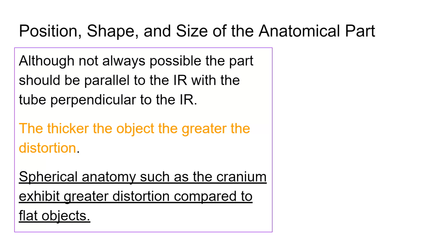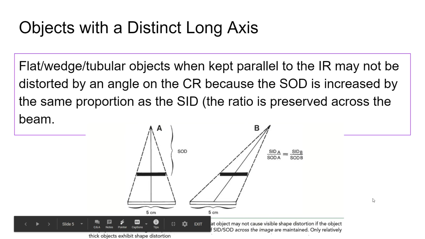There are some general rules. The thicker the object, the greater the distortion. And spherical anatomy, like your skull, illustrates the most distortion. There's not a lot of compensation that you can do for objects that are spherical, like the cranium or like the head of your femur or the head of your humerus. And we'll see that in a second here.